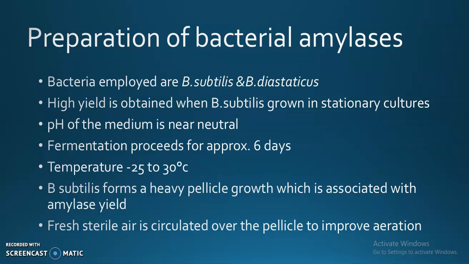Bacillus subtilis forms a heavy pellicle growth, and it is associated with the amylase yield. Fresh sterile air is circulated over the pellicle to improve the aeration.